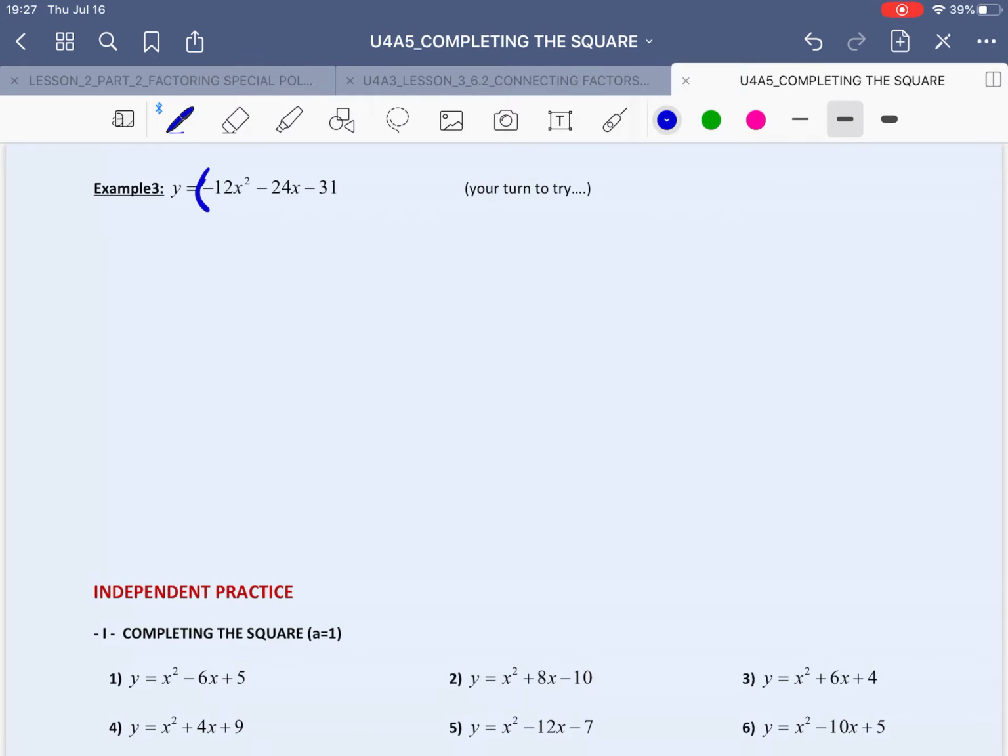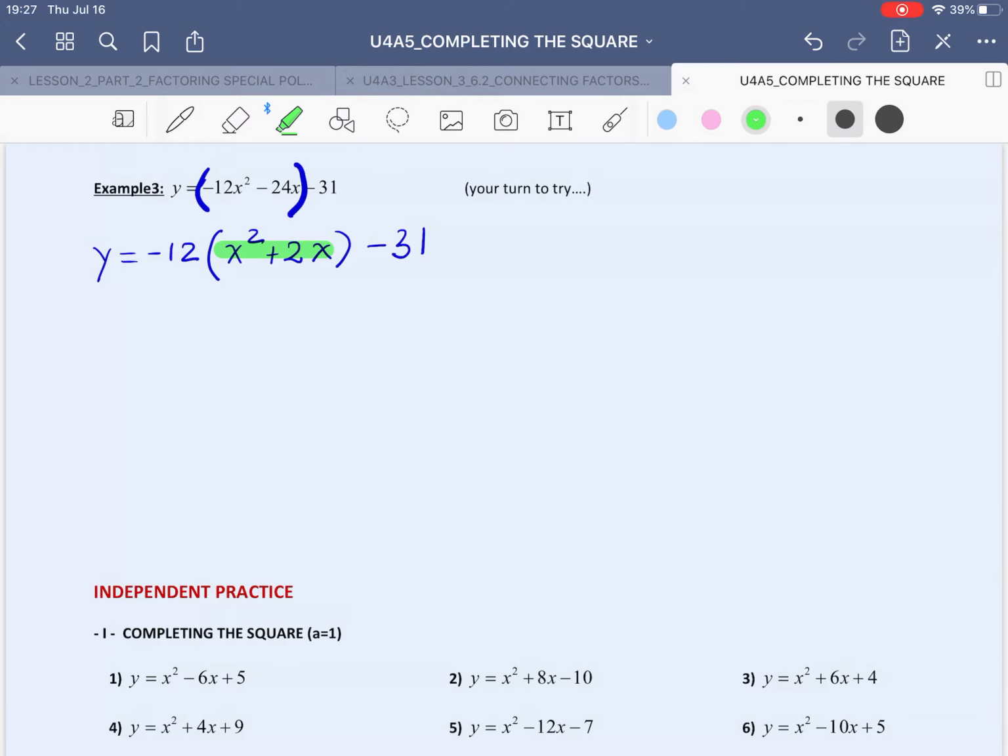So again, group the first 2 terms. Then y equals negative 12. Take out the negative 12, which is the coefficient of x squared. x squared minus 24x becomes x squared plus 2x, close brackets, minus 31.